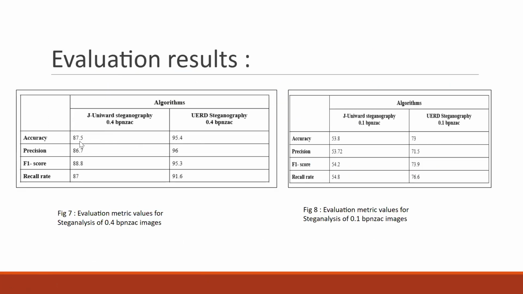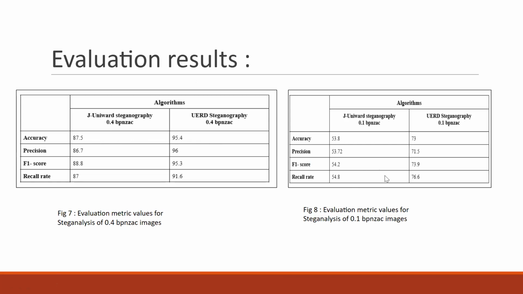We got a model accuracy of 87.5 percent for J-UNIWARD steganography with a 0.4 bpnzAC density, the information payload. And we got a very high value, which was pretty impressive, for UERD steganography with 0.4 bpnzAC, around 95.4 percent.